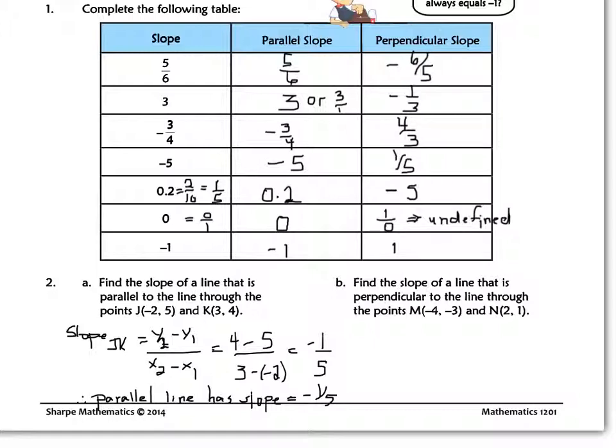And the next question asks you to find the slope of a line that's perpendicular to the line. So the first thing we have to do is find the slope of the given line, MN, which if we use our formula y2 minus y1 over x2 minus x1 is going to be 1 minus a -3 over 2 minus a -4. And that's going to give you 1 plus 3 in the top, which is going to be 4, over 2 plus 4 is going to be 6. So that would be 2/3.